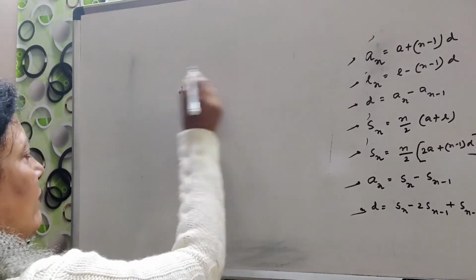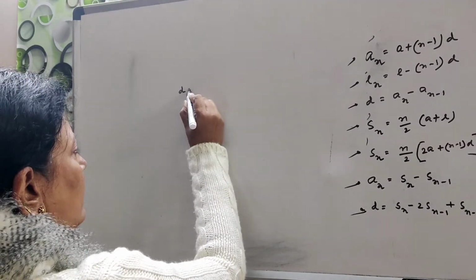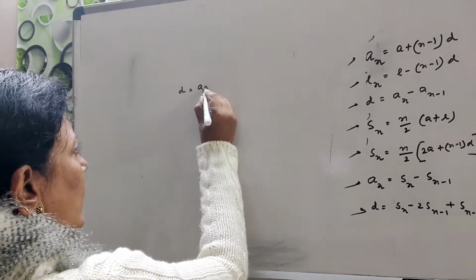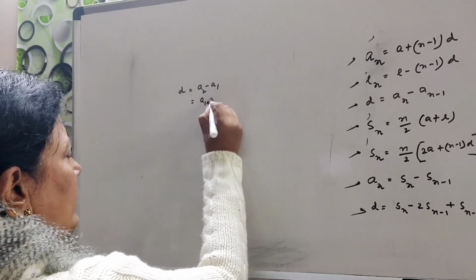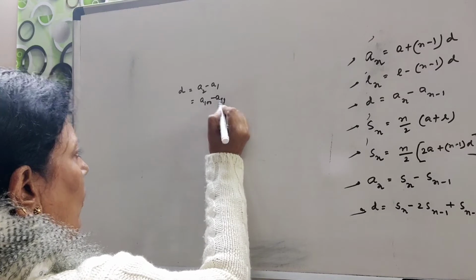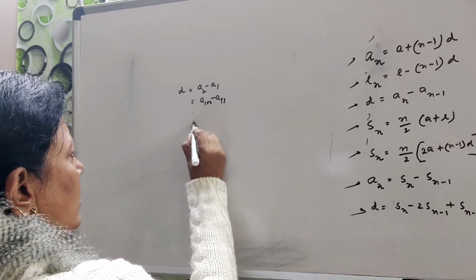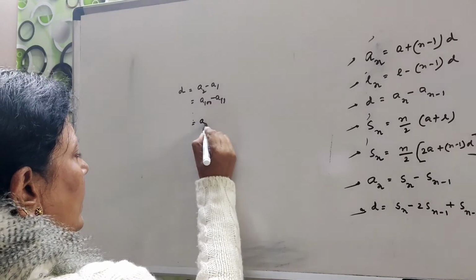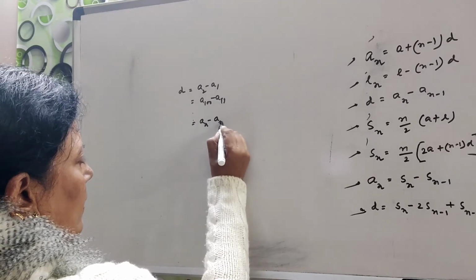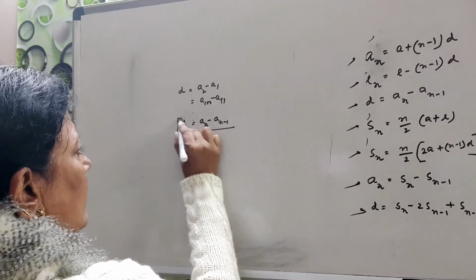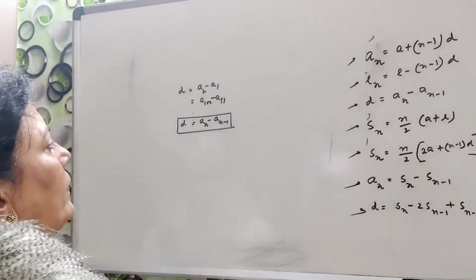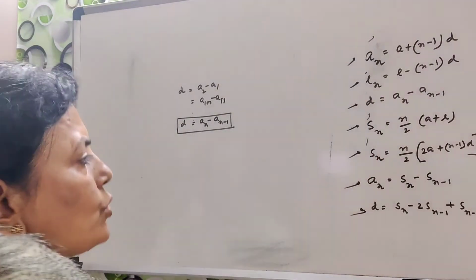D, from the definition of arithmetic progression, is equal to A2 minus A1, or A100 minus A99. Similarly, we can write D is equal to An minus An minus 1. That is the general mathematical expression of D. So it is also over.